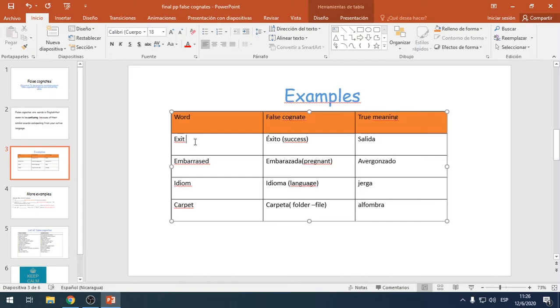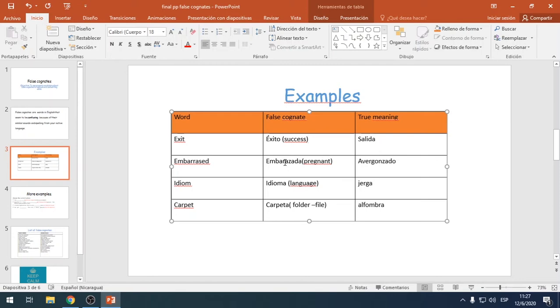So exit, I'm explaining again so that you can understand the following examples. Exit doesn't mean éxito. Exit means salida. How do you say éxito in English? You say success. And that's why exit is a false cognate. The other example is embarrassed. When you hear the word embarrassed, it sounds similar to embarazada. Oh, teacher, that's embarazada, and that's not true. That's why embarrassed is a false cognate.